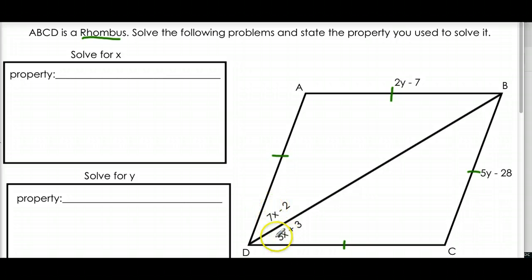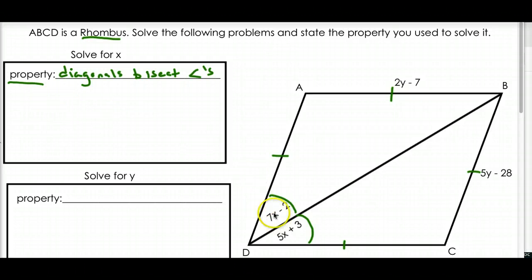To solve for angle x, we have these two parts of the angle. And what do we know about these two angles? We know that they're congruent. And how do we know that? The property that lets us know that is that diagonals bisect the angles, so it cuts into two congruent parts. When I know two things are congruent, I just set up my equation as 7x minus 2 is equal to 5x plus 3. And that's all you got to do.